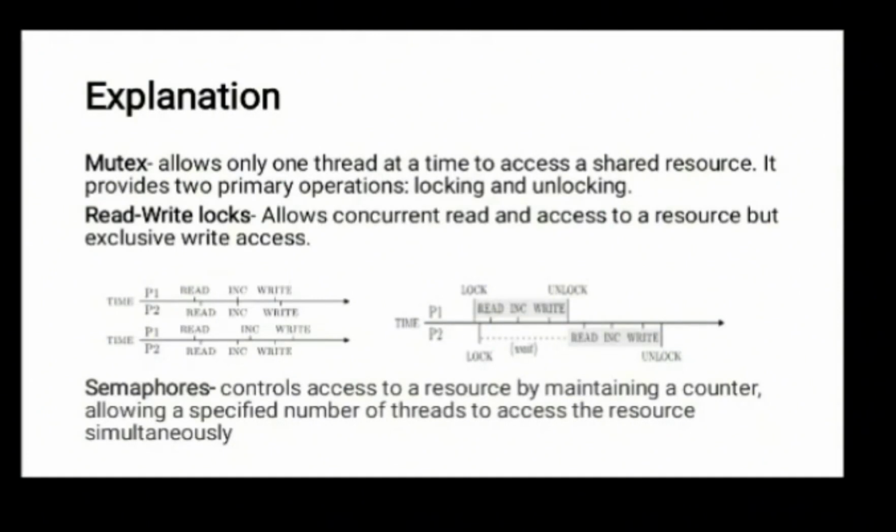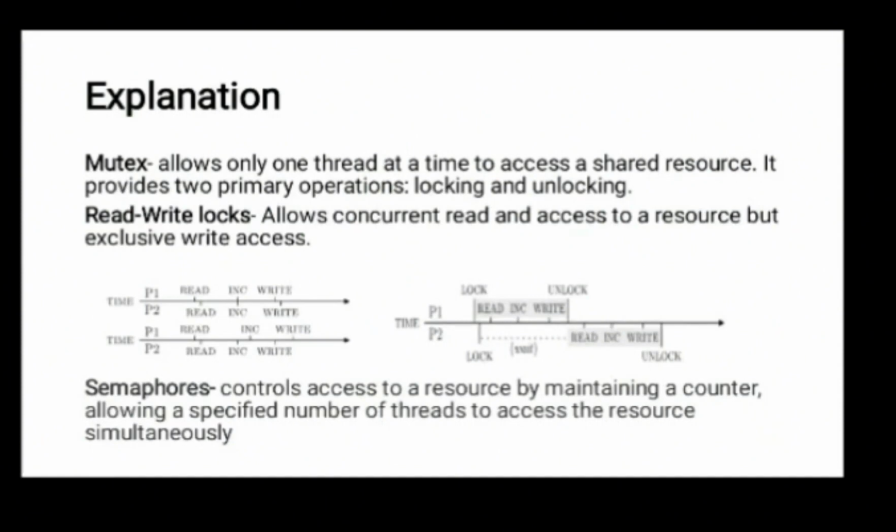So there is also the semaphores. This controls access to a resource by maintaining a counter, allowing a specified number of threads to access the resource simultaneously. So this basically allows a given number of threads, depending on the algorithm that is defined.